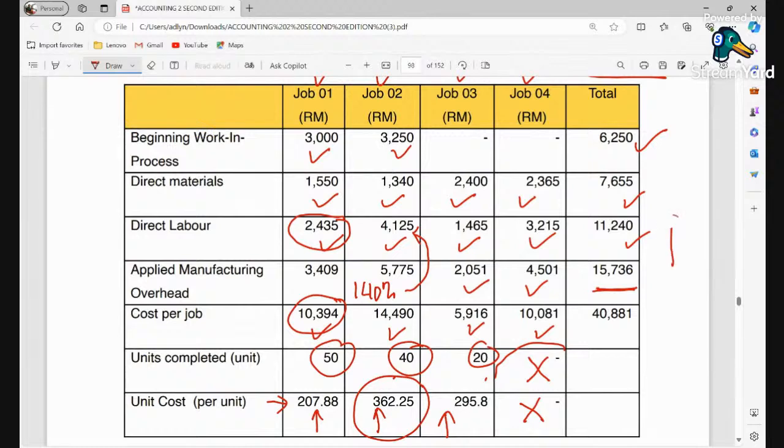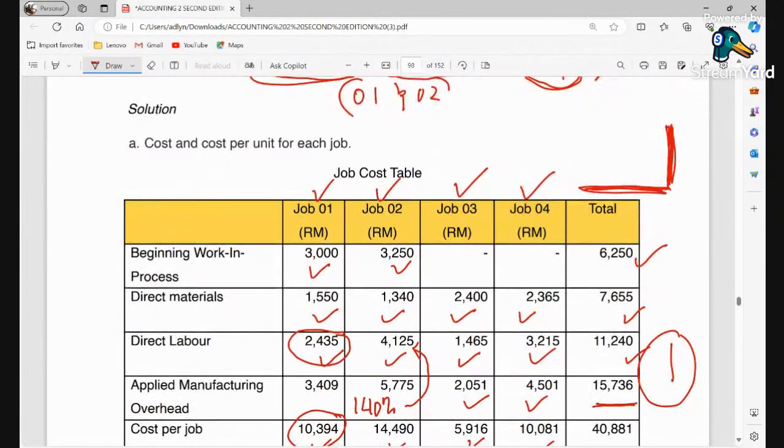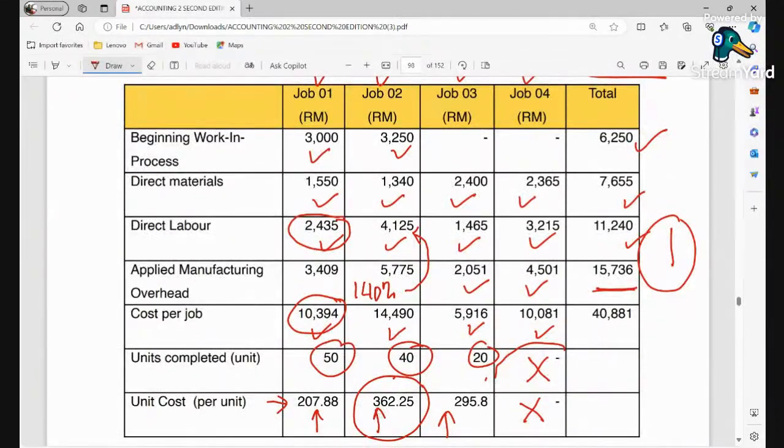Nak kira, you kena kira menggunakan job cost table. And then job cost table tu dalam dia bukan hanya DM, DL and MOH sahaja ya. Dia mesti ada beginning WIP, and then direct material, direct labor, and apply MOH. So basically this is actually your manufacturing cost sebenarnya. So tak adalah benda yang susah sangat. Jangan buat teruk seolah-olah macam susahnya nak memorize the table. It's not difficult at all.